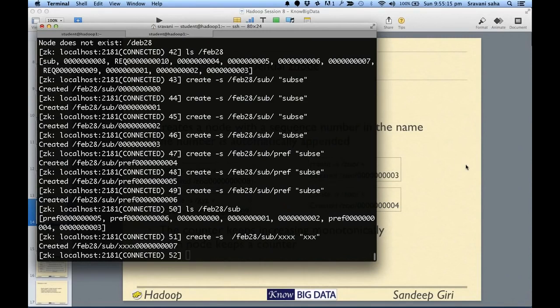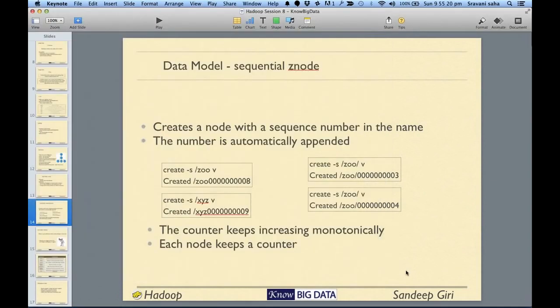So everybody okay with this thing? Perfect. So we talked about three syntaxes. One was creating a normal node. Second was creating ephemeral nodes. Third was creating sequential nodes. We will talk about the usage of these things.